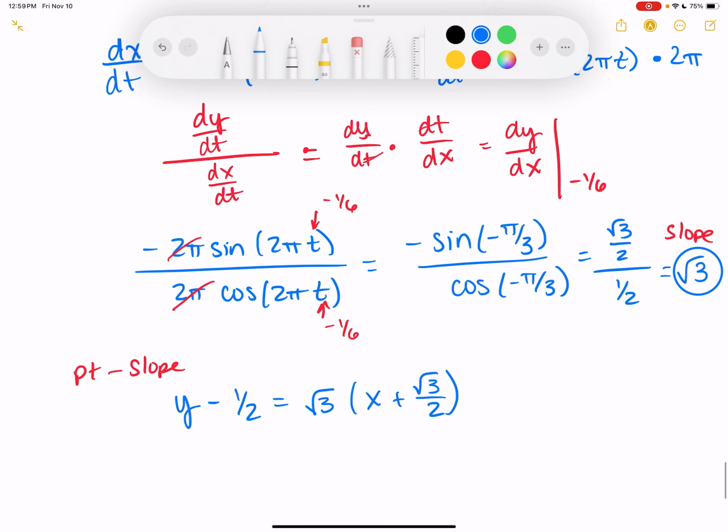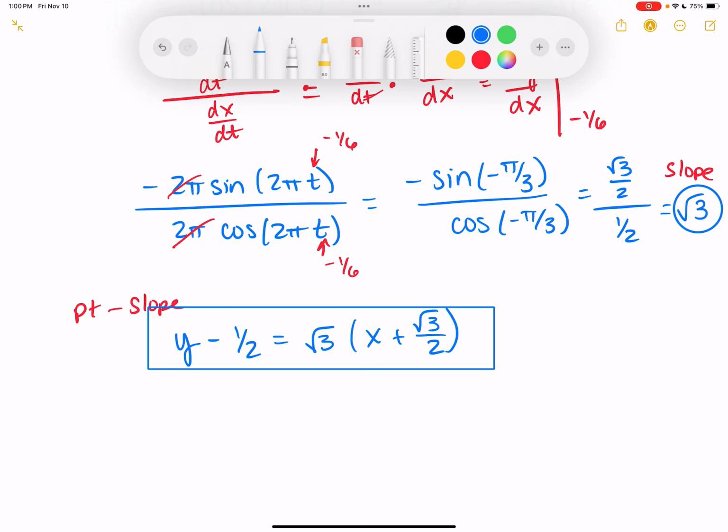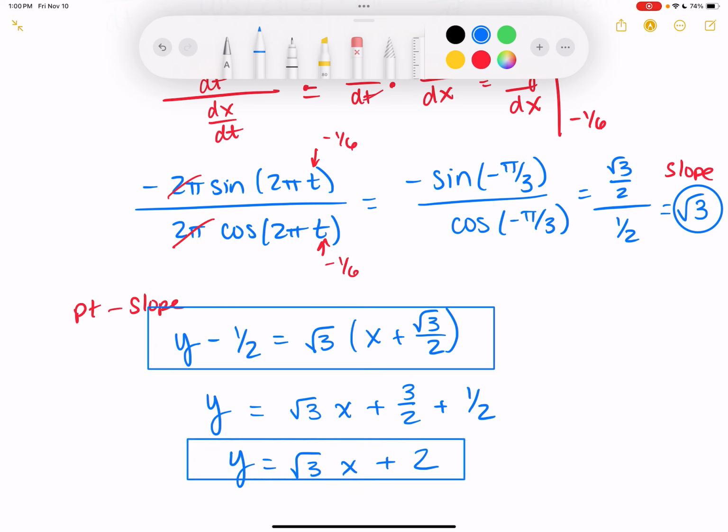So now you can leave it this way, or you can take it farther. So we can have y is equal to root 3 x plus root 3 times root 3 over 2 is just 3 over 2, plus 1 over 2 on the other side. And so then that gives me y is equal to root 3 x plus 2. And I'm done.